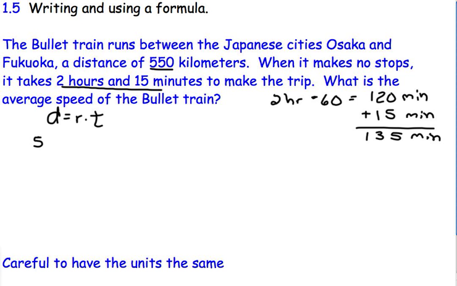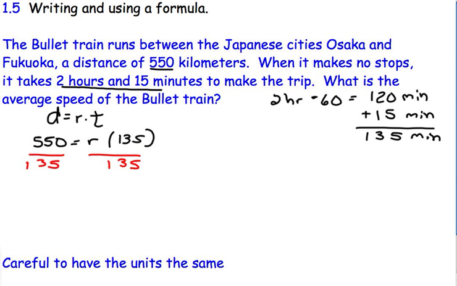Now that we have distance and time, we can substitute it in. We've got 550 equals the rate, and that's what we're looking for, the average speed, times 135. Look at your variable. What's happening between the variable and the numbers? They're being multiplied. Opposite of multiplication is division. So if you divide one side, you must divide the other side. And 550 divided by 135 is a decimal.